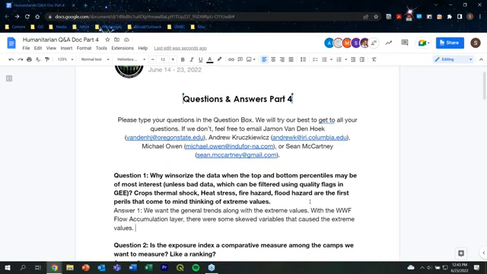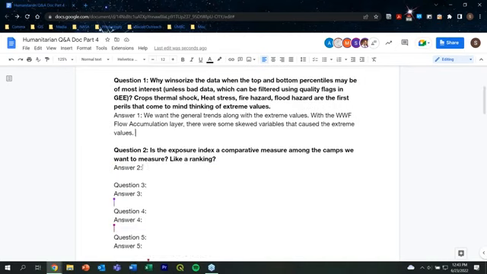Great, thank you, Jamin and Michael. Question number 2: is the exposure index a comparative measure among the camps we want to measure, like a ranking?